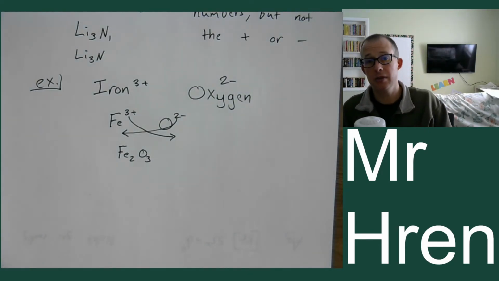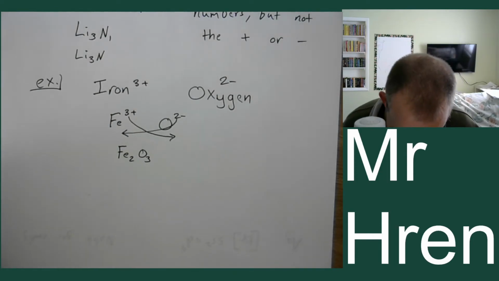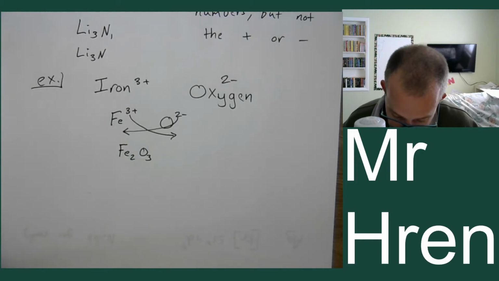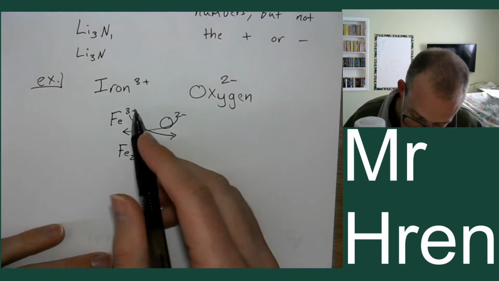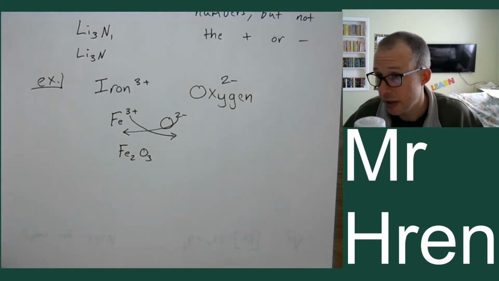Wow, wasn't that simple? That's it. I'm not kidding. There's nothing more to it. Well, there's always more to it. There's a little bit more to it, but that's the basics, all right? So that's how you do the crisscross method. And if you don't believe me, you can check it. 2 times 3 is +6, 3 times 2 is -6, so they cancel out. They add up to 0.